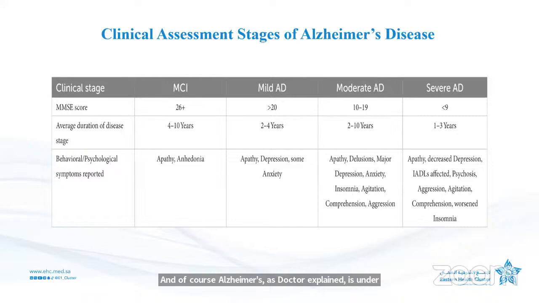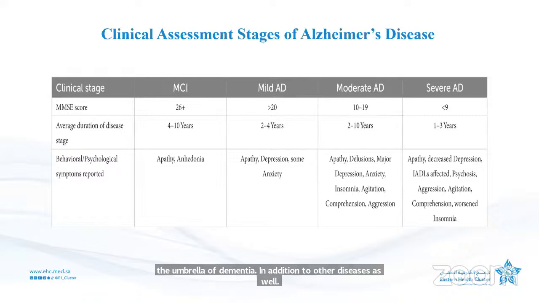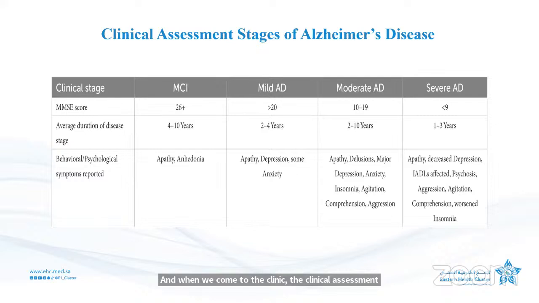And when we come to the clinical assessment of Alzheimer's, we look at it from a psychology point of view. It is more that we focus on the scores. So we look at the MMSE, which is the Mini Mental State Exam, and we focus on the score. When we have 26 or plus out of 30, we consider that a mild cognitive impairment.